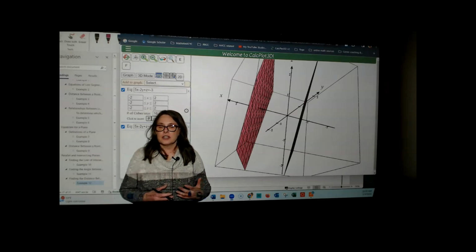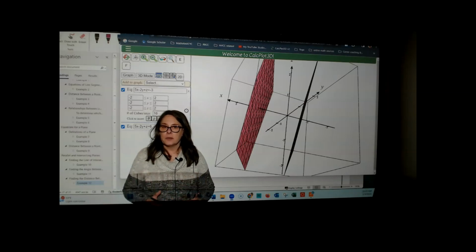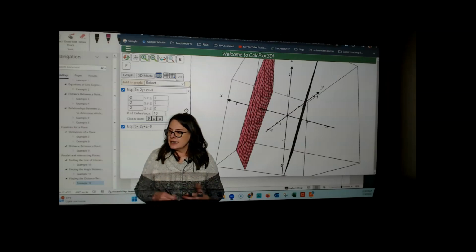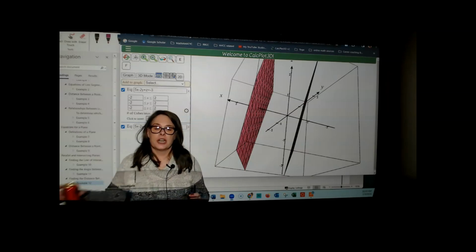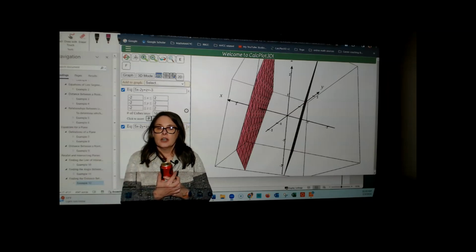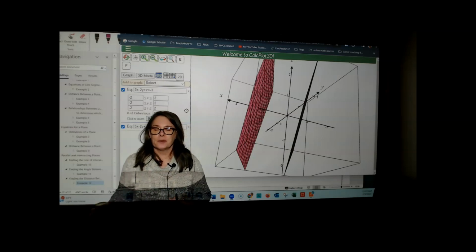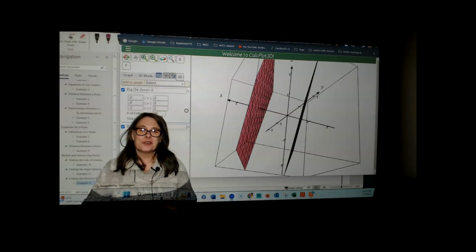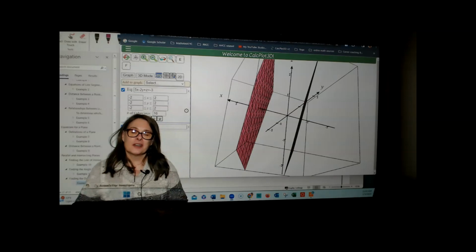And cylinders in the mathematics sense, at least in multivariable calculus, does not necessarily mean the shape of a Coke can, which is a right circular cylinder. We're going to see that cylinder actually carries a different meaning in multivariable calculus. So I hope you'll join me for the next video where we talk about cylinders and quadric surfaces.